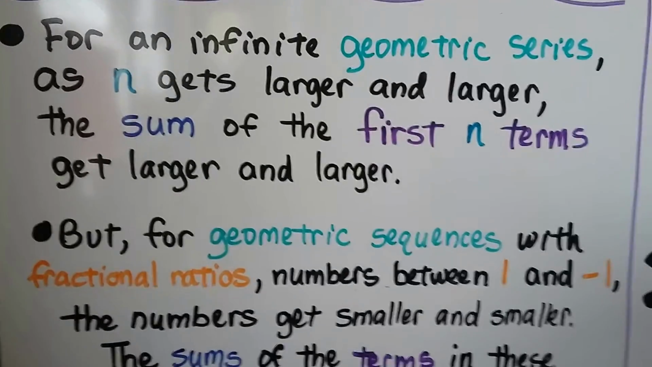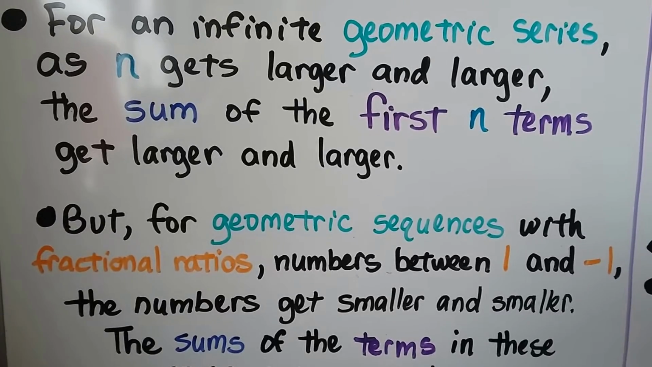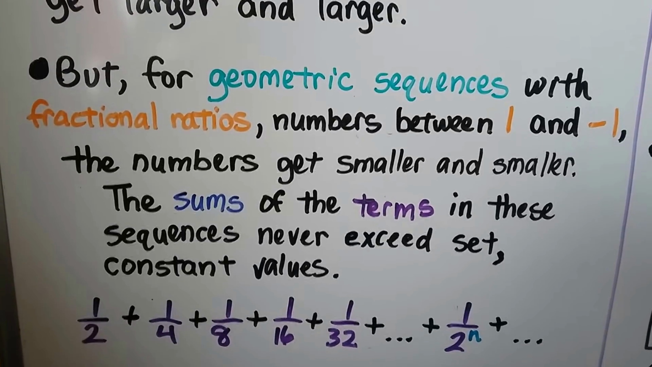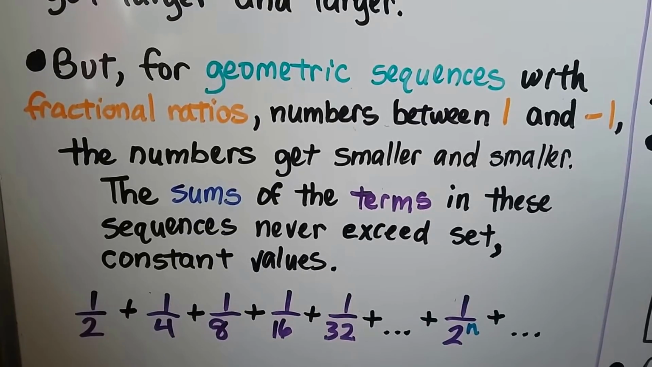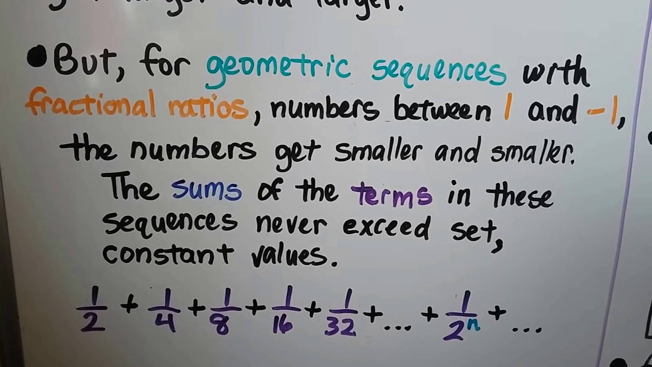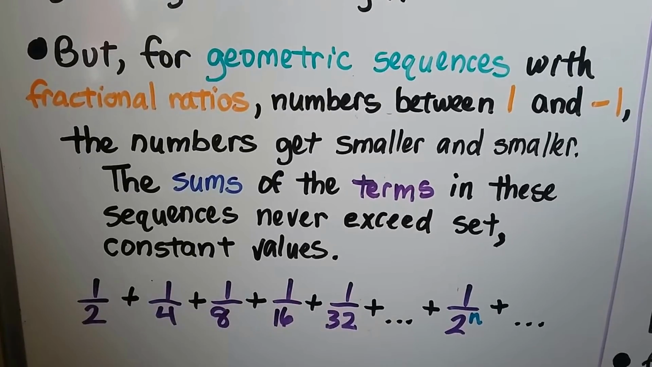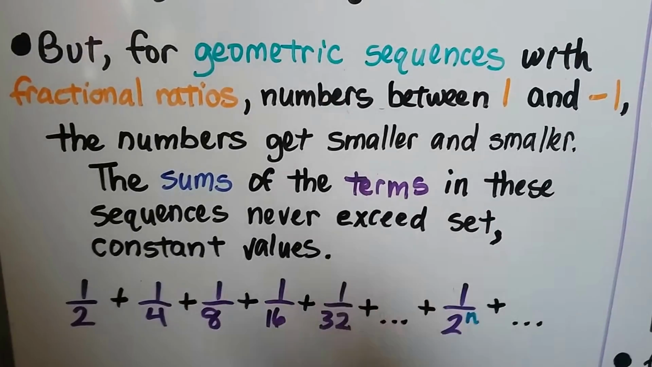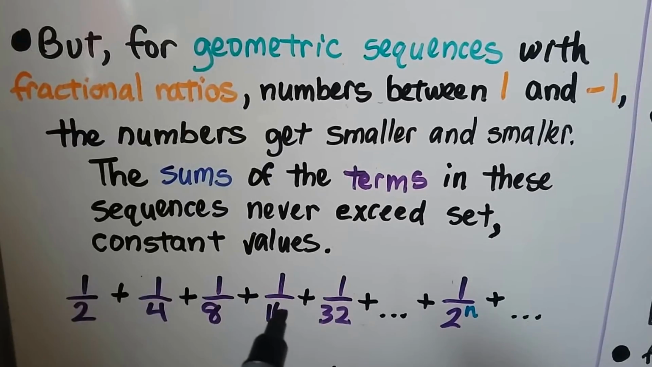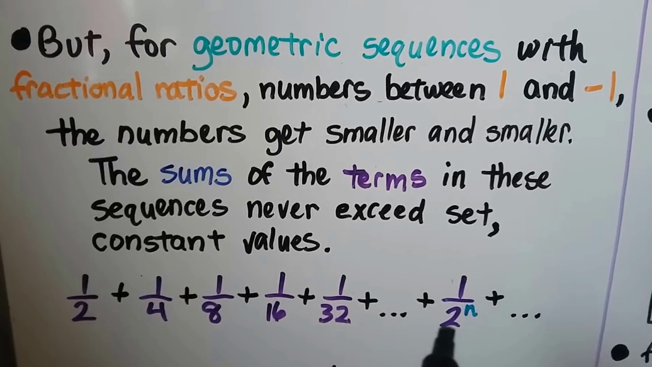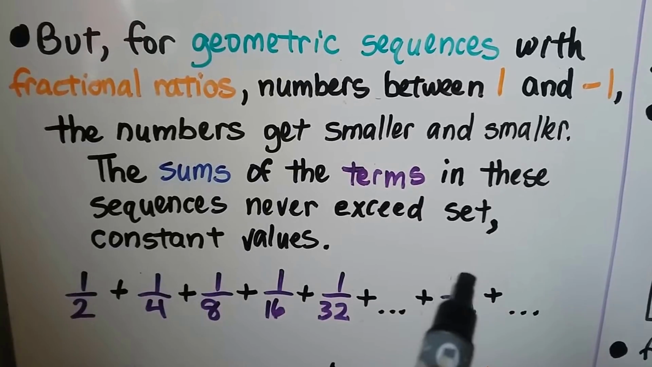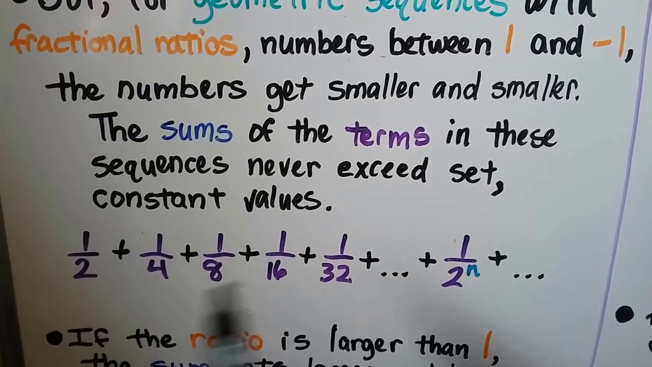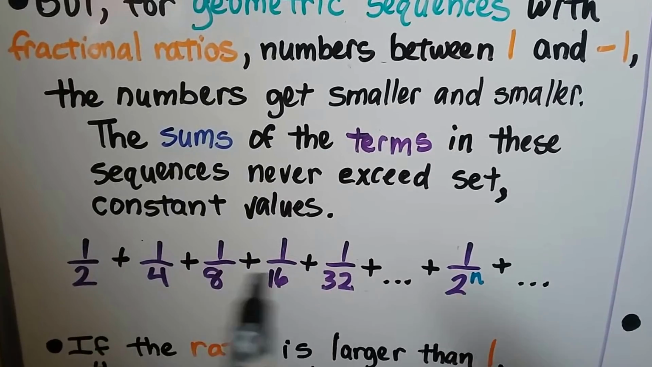For an infinite geometric series, as n gets larger and larger, the sum of the first n terms gets larger and larger. But for geometric sequences with fractional ratios, numbers between 1 and -1, the numbers get smaller and smaller. And the sums of the terms in these sequences never exceed set constant values. So if we have a half plus a fourth plus an eighth plus a 16th plus a 32nd, the nth term would be the quotient of 1 and 2 to the nth power, see that? This is what I'm talking about, because it's going to be fractional ratios.